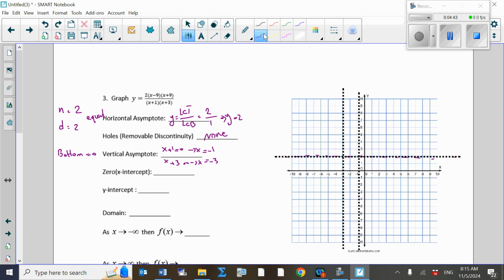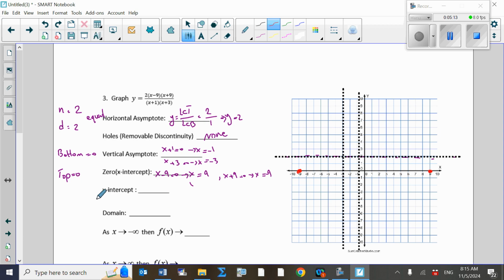How do we find the zero of the function? You need to set the top equal to 0. Zero or x-intercept comes from setting the top equal to 0. So I have two factors, set each of them equal to 0. x equal to 9 and x plus 9 equal to 0, x equal to negative 9. So one x-intercept is at 9 and 0. The other one is at negative 9 and 0.